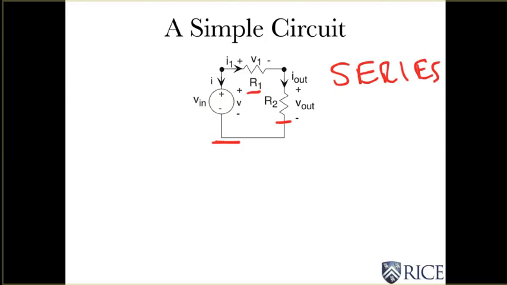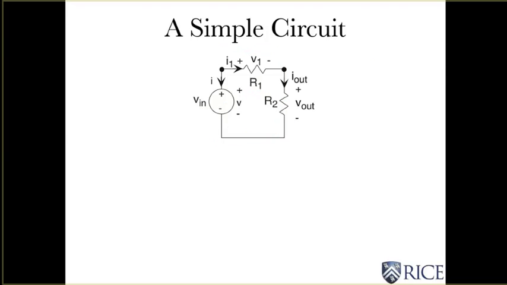And what series means is that if I was an electron, this is the way I like to think about it, an electron, if I try to go out of one element and I have no choice but to go to the next one, that means they're in series. So we have an entire series configuration of a voltage source and two resistors.